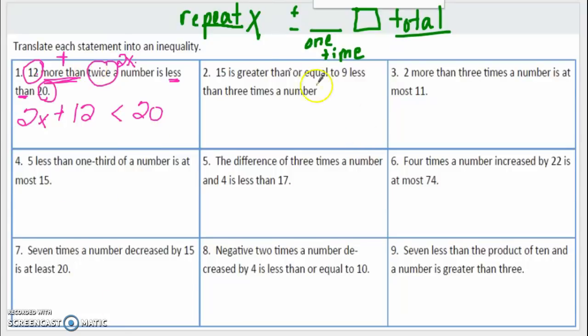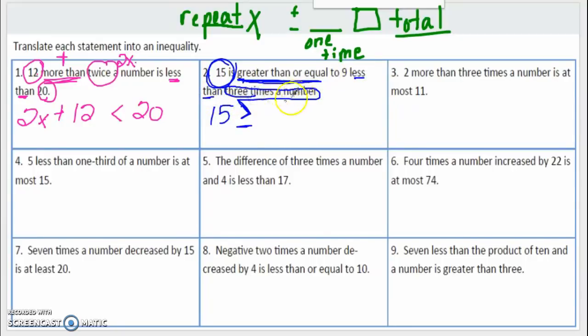Let's look at number 2. We have 15 is greater than or equal to 9 less than 3 times a number. Greater than or equal to, right here is our key. So our total is going to be 15. So 15 is greater than or equal to 9 less than 3 times a number.